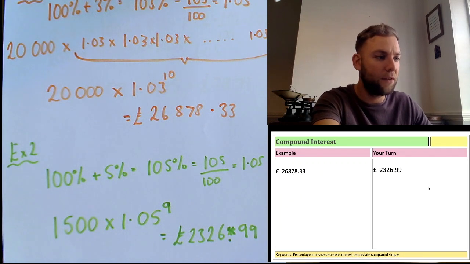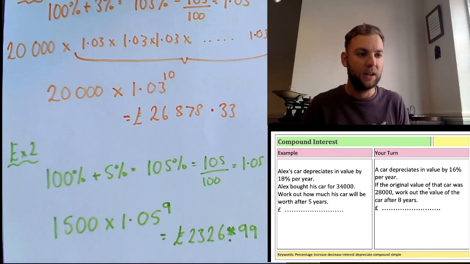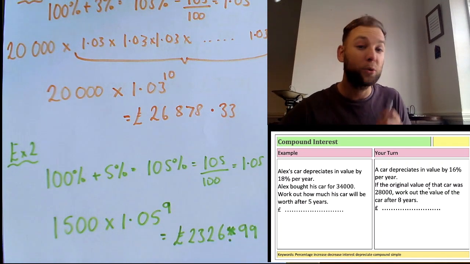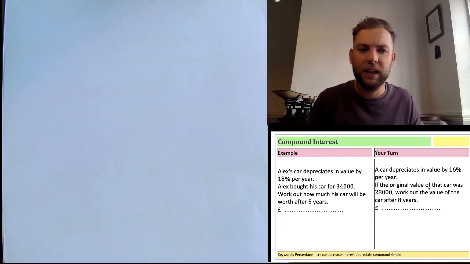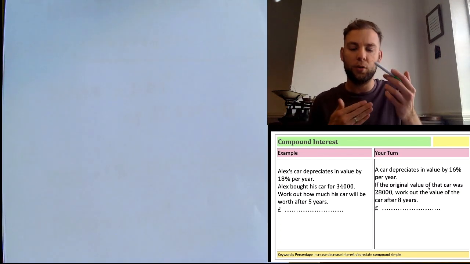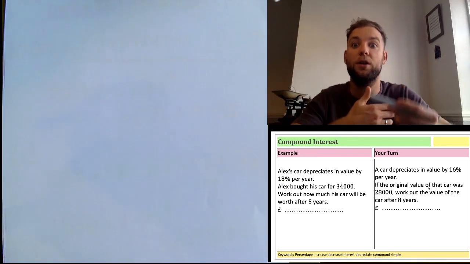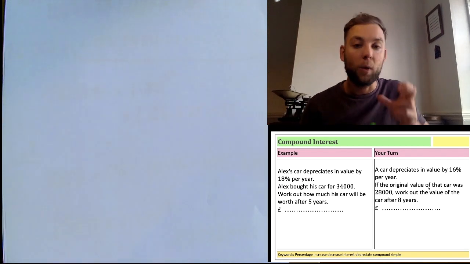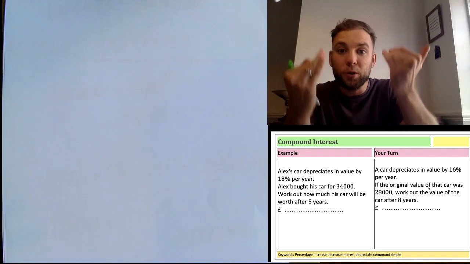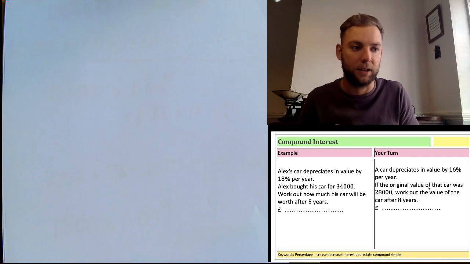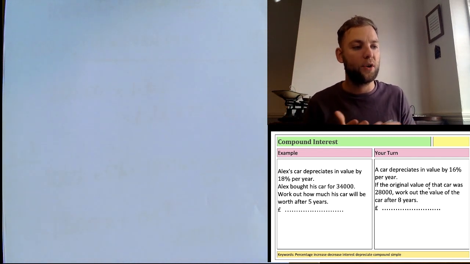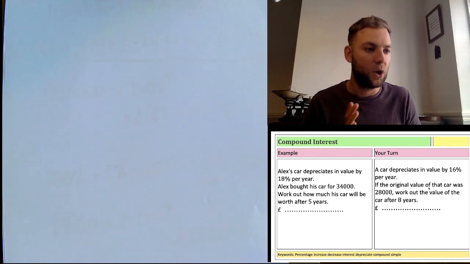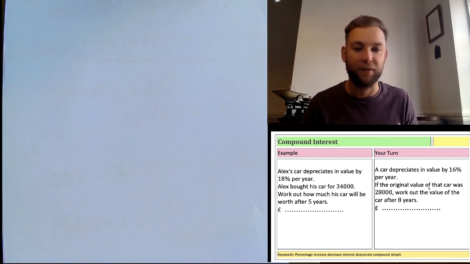Now, we do have a look at these two questions in here as well. So, Alex's car depreciates in value by 18% per year. Now, this one's a little bit different because we're not doing an increase this year. We're not increasing our value. We're depreciating, and cars depreciate in value, which means they come down in value. So Alex bought his car for £34,000. Work out how much the car will be worth after 5 years.